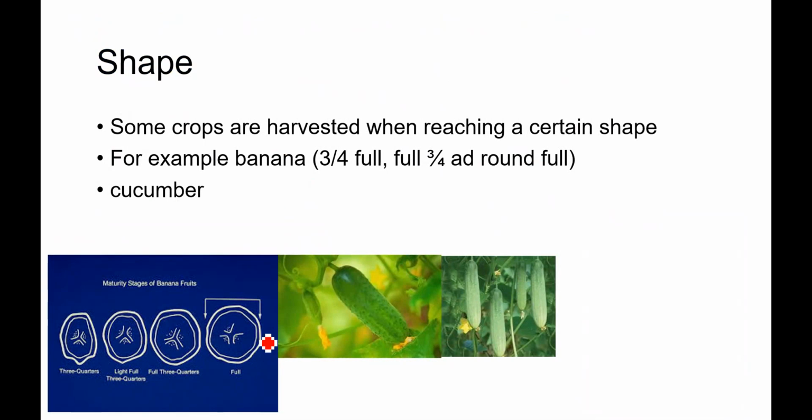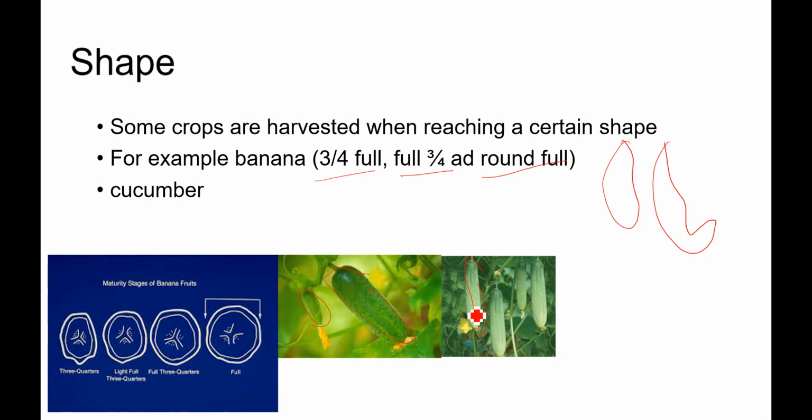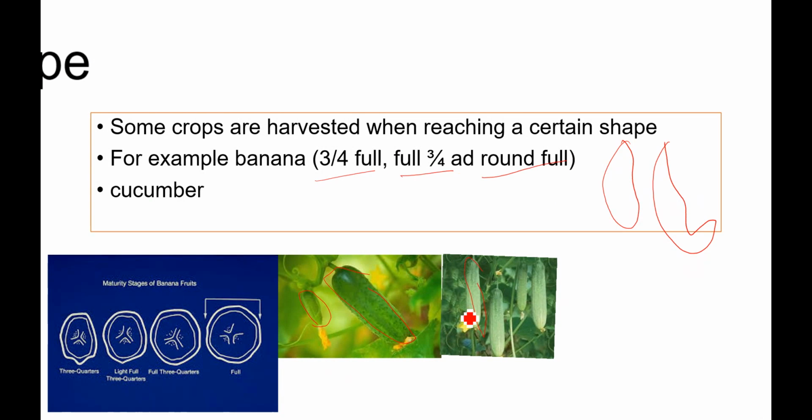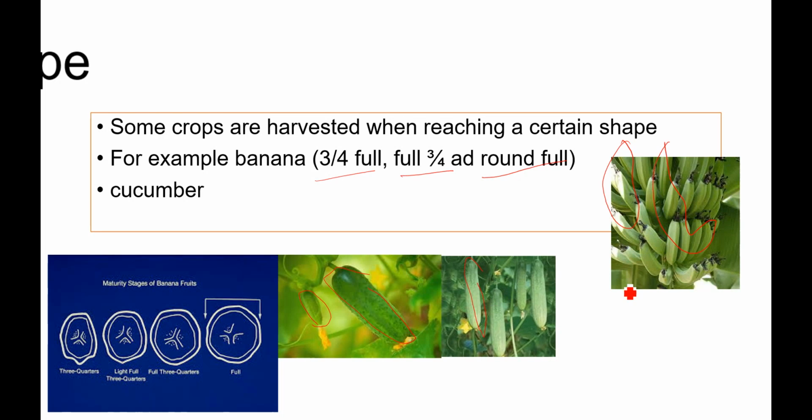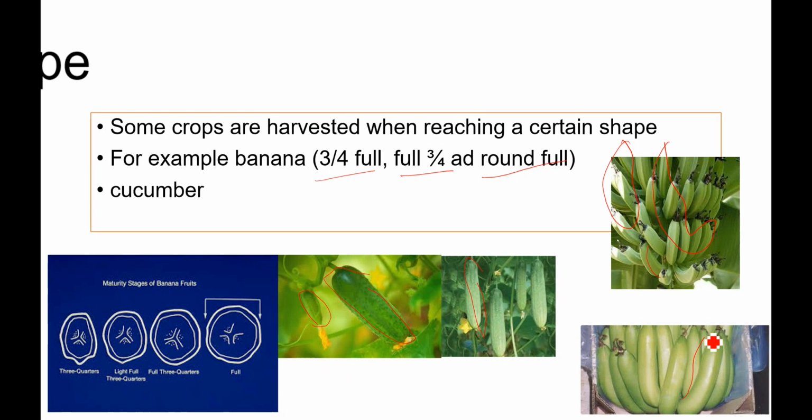Shape: apple, banana, fruits, they have some shapes. So these are like very, very immature cucumbers, they have a specific shape, but after the maturity stage their shape is changing. Example, banana also: initially the banana shape is like this, and then when they get matured the shape changes. So 3/4 full, full 3/4, and round full. In case of cucumber also, the shape changes. One should keep in mind that raw banana has more angle, and when it becomes full, dense, the angle changes.